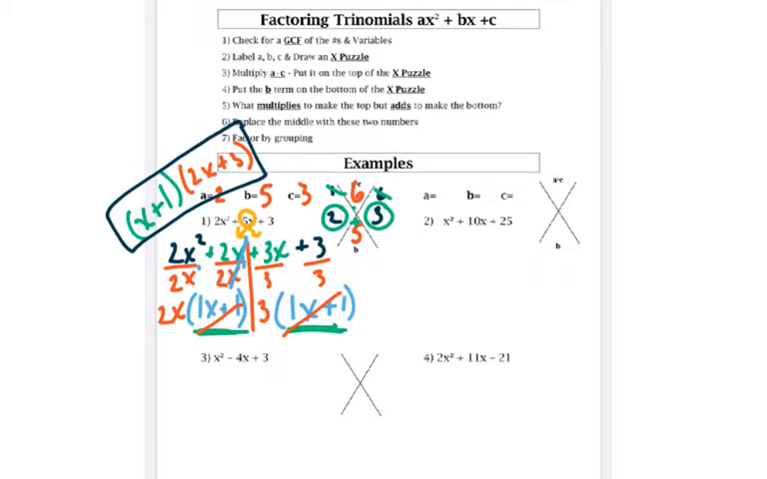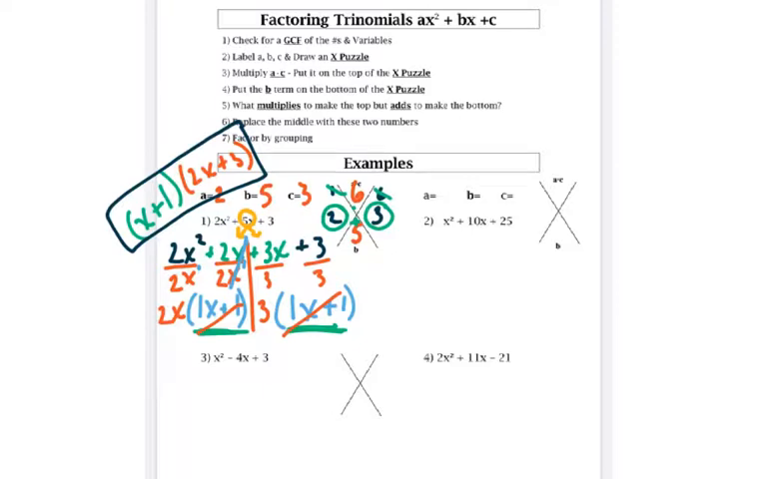So now you can always check, like yesterday. 1x times 2x is 2x squared. 1x times 3 is 3x. 1 times 2 is 2x. 1 times 3 is 3. It's the opposite of double distributing. Very easy. Let's do that a couple more times.